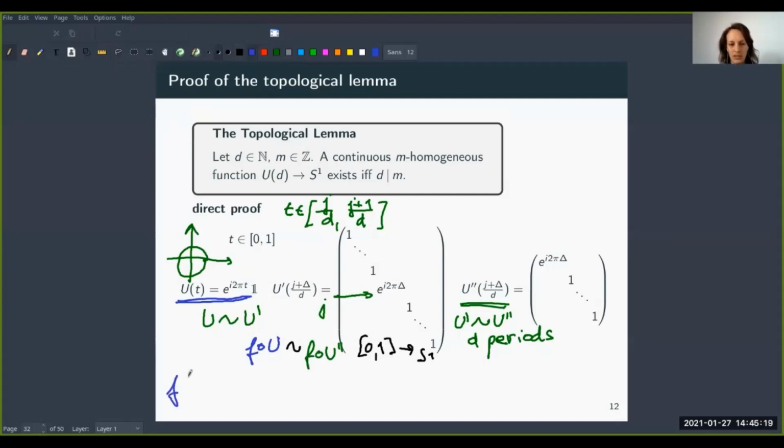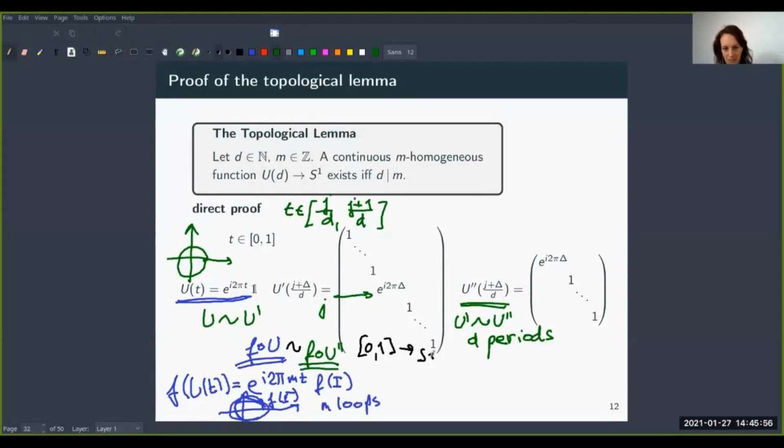And from the M homogeneity of F, if we substitute for u of t, we get that this is equal to e to the i 2 pi m t f of identity, which corresponds, since it's on the circle, to starting at some point f of identity and making m loops on the circle. M loops for this composed path. And note that u primed primed had d periods, so the composed path is also going to have d periods.